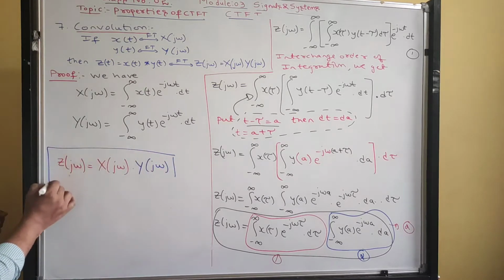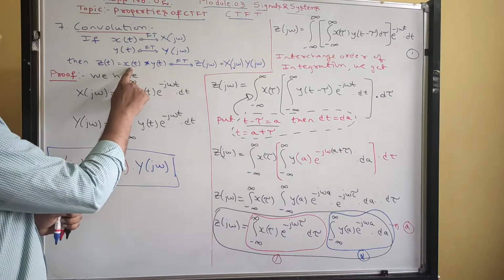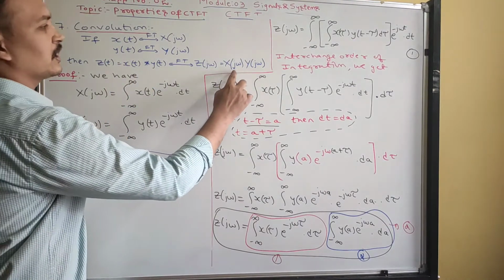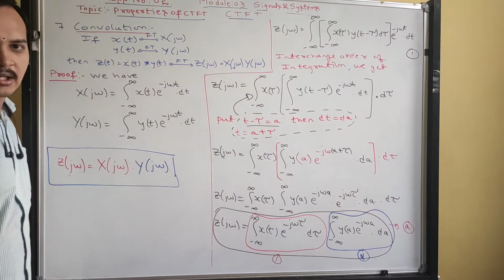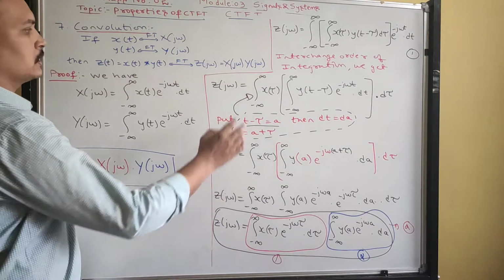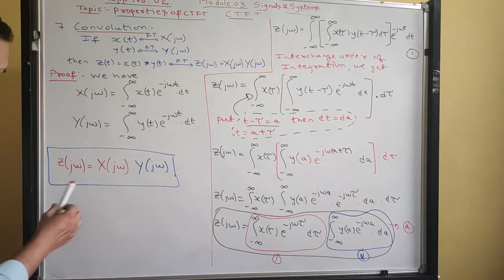So this is the proof. If I convolve two time domain signals, what do we get? We get the multiplication of two frequency spectra. Okay, got it? So hence it is proved.